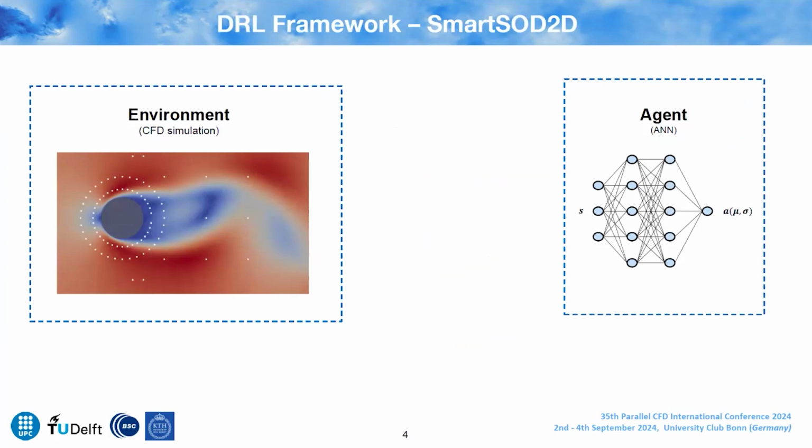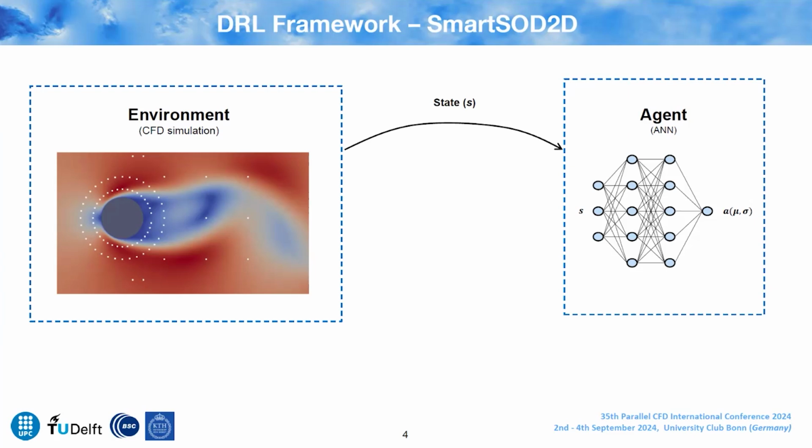So what is deep reinforcement learning? I will try to go fast here because we've already seen this in some talks this morning. We have an environment, in our case, the CFD simulation, and an agent. In deep reinforcement learning, this is an artificial neural network. And the environment sends the state to the agent. This state could be, for instance, some sensors that are placed in the domain of the fluid. And we send as an input, for instance, the pressure of these sensors.